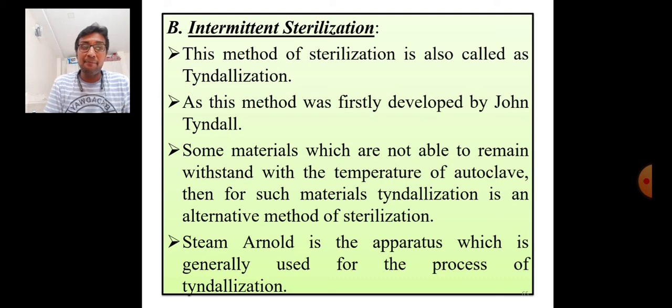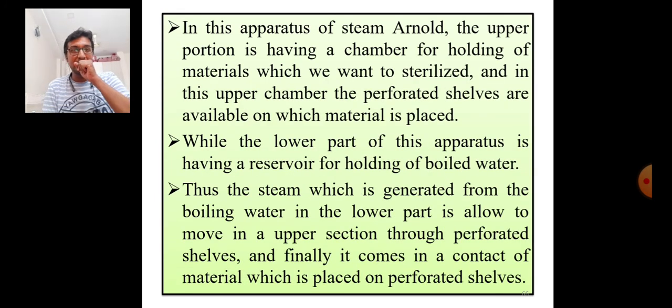Steam Arnold is the apparatus which is basically used for the process of tyndallization. Okay, moving on toward the next slide. In this apparatus of the steam Arnold, the upper portion is having a chamber for holding the material which we want to sterilize, and in this upper chamber the perforated shelves are available on which the material is placed.